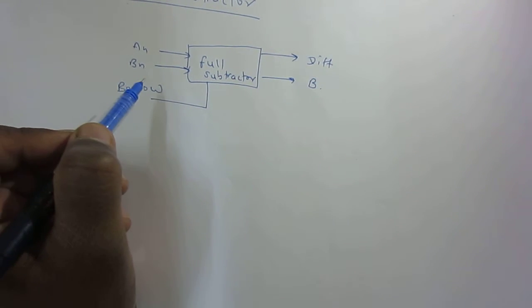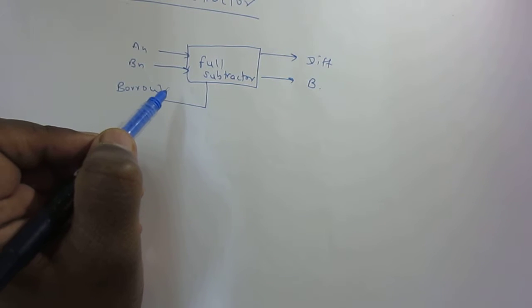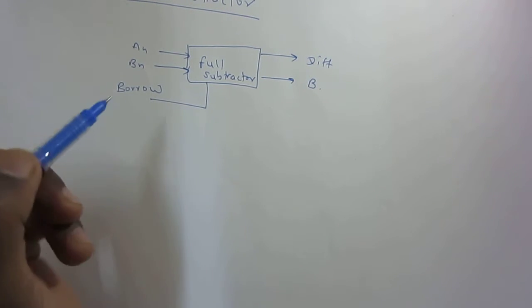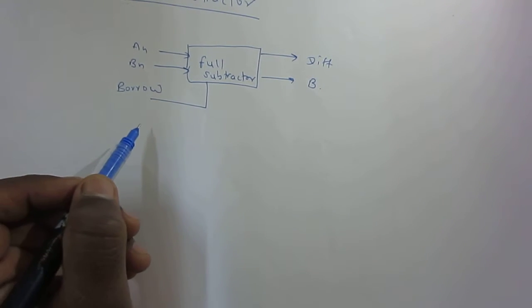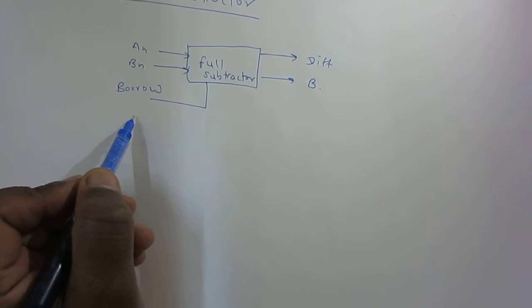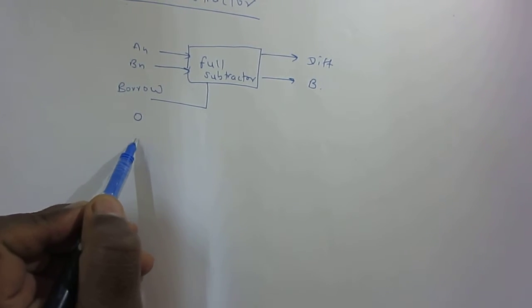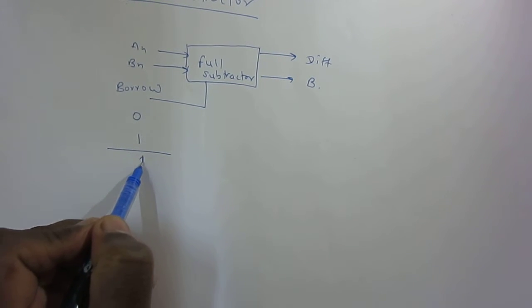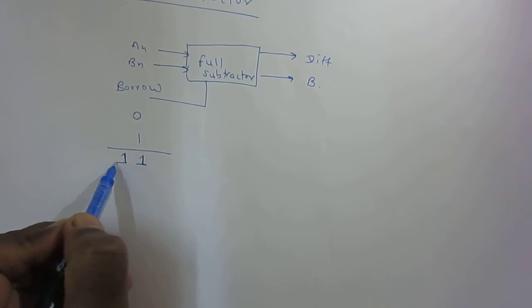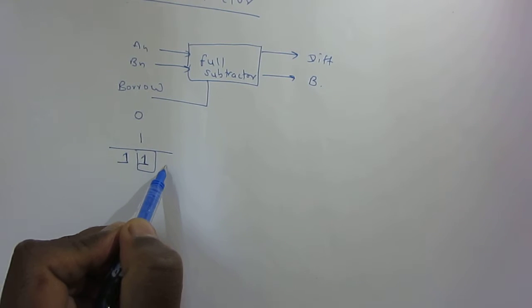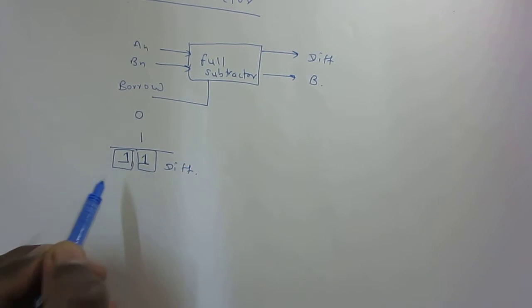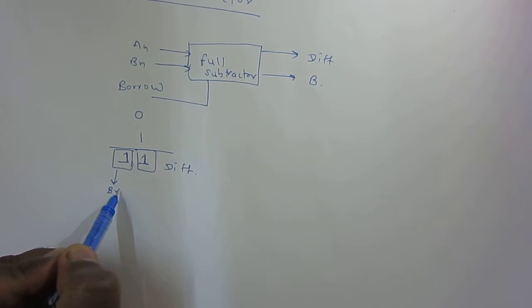If you look at the truth table of the subtractor, it has the minuend and the subtrahend. Let us take an example. Suppose you are subtracting 1 from 0. The difference will be 1 and there will be a borrow. So this 1 will be the difference and this other 1 will be the borrow of the subtraction.